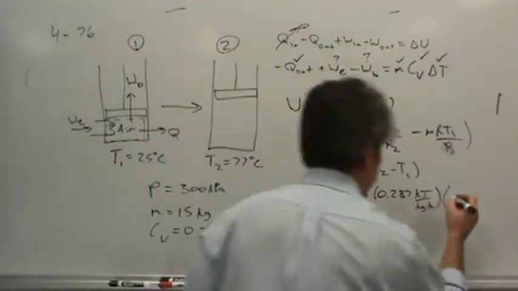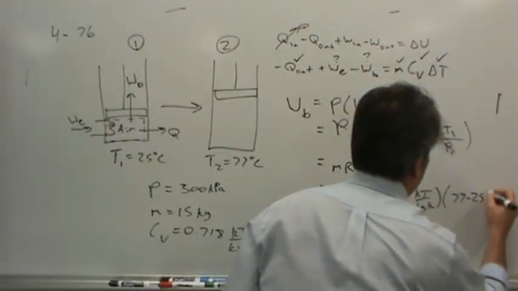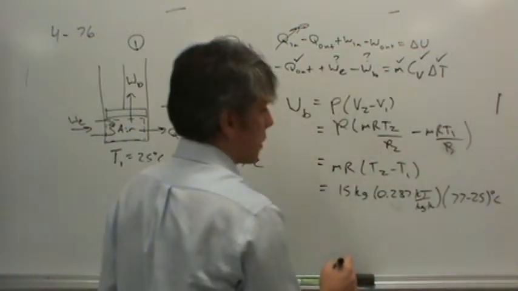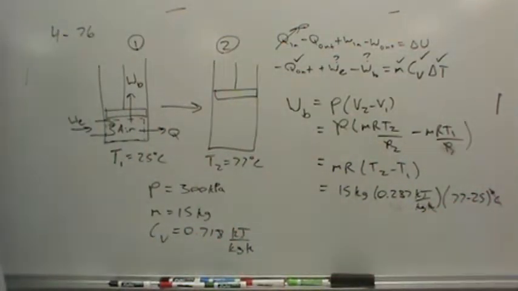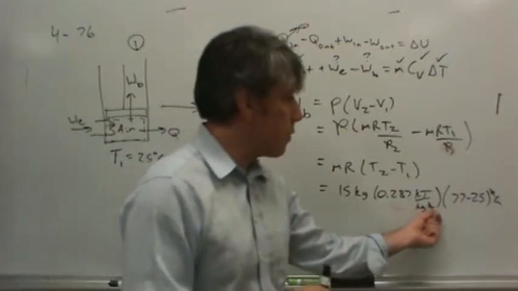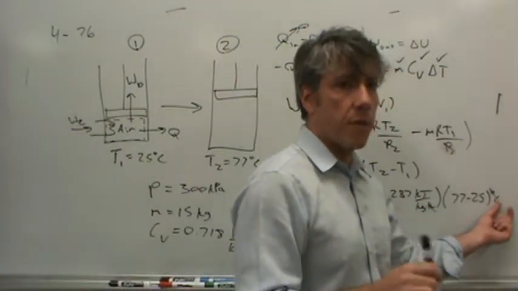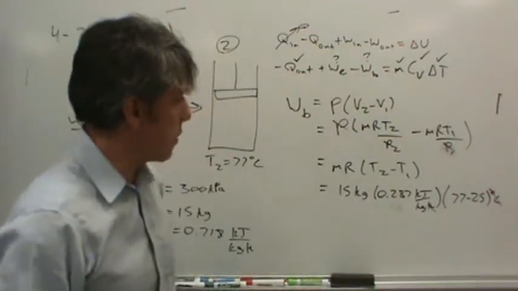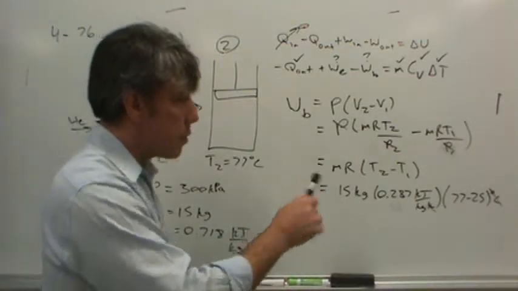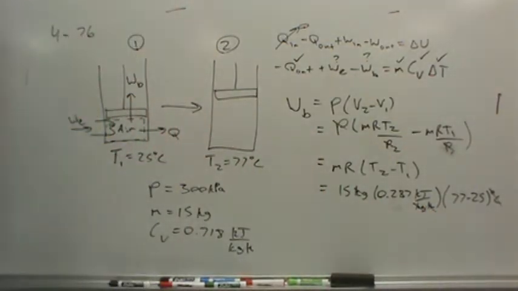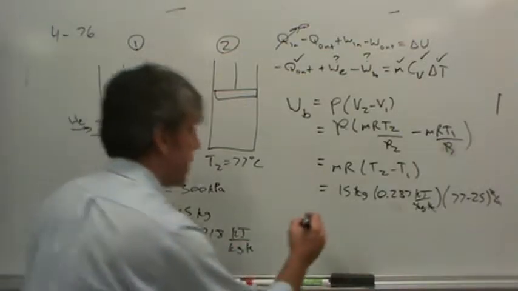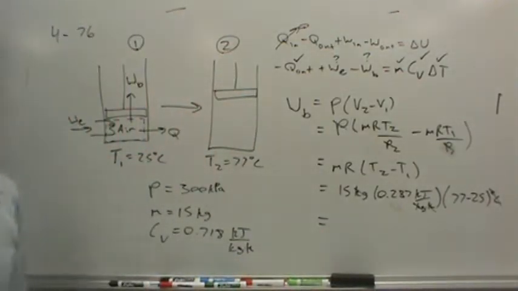T2 is 77. T1 is 25. The difference is in degrees Celsius. Can I cancel this degrees Celsius with that Kelvin? Oh, wait, no, it's a change, so yes, I can do that. The unit size of the Kelvin is the same as the unit size of a degree Celsius, so they can cancel. That's all I'm interested in here. The kilograms go away, so please break out your calculators, and let's see how many kilojoules of boundary work this represents.